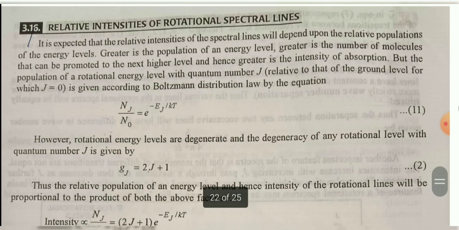Heading 3.16: Relative intensities of rotational spectral lines. It is expected that the relative intensities of the spectral lines will depend upon the relative population of the energy levels. The greater the population of an energy level, the greater the number of molecules that can be promoted to the next higher level, and hence the greater the intensity of absorption. But the population of a rotational energy level with the quantum number J is given, according to the Boltzmann distribution law, by the equation N_J upon N_0 is equal to e raised to the power minus E_J upon kT.